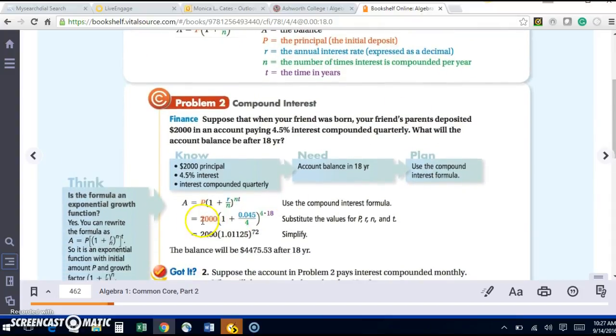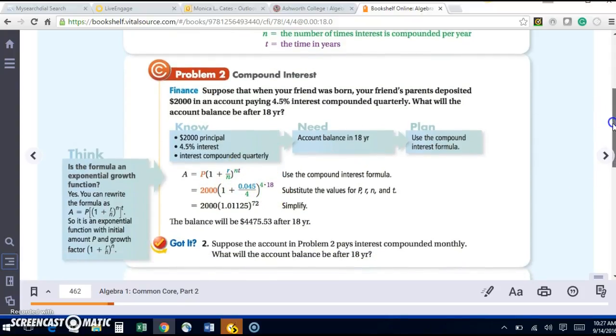And we know that the initial amount, which is P, is 2,000. The rate, which is 4.5%, we change that to a decimal, which is going to be 0.045. Quarterly means 4, so my N is 4, and I put a 4 for N here as well. And then for T, my time in years is 18.